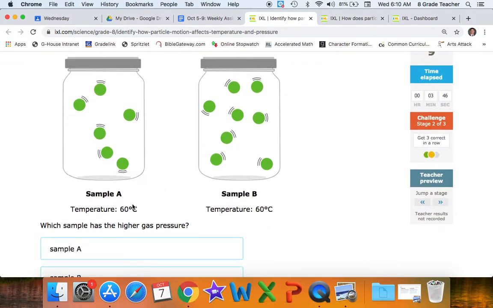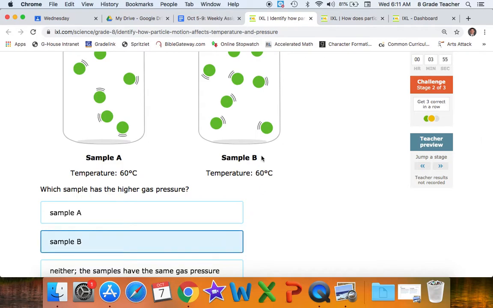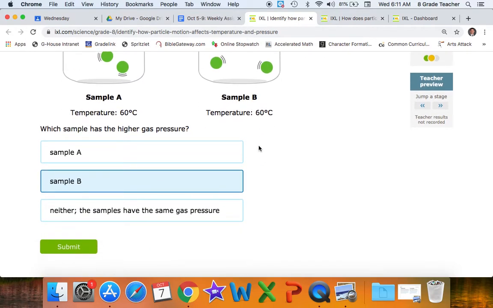Sample A, sample B. Same temperatures. Count the particles. 1, 2, 3, 4, 5, 6, and 1, 2, 3, 4, 5, 6, 7, 8. Sample B is going to have the higher pressure because it's got more particles. Therefore, more of those particles are pushing on the walls, creating a higher pressure.